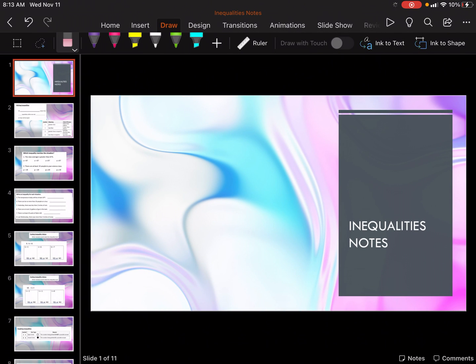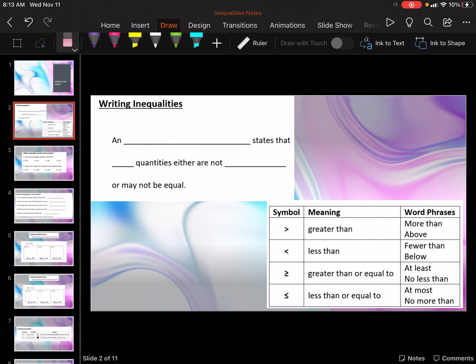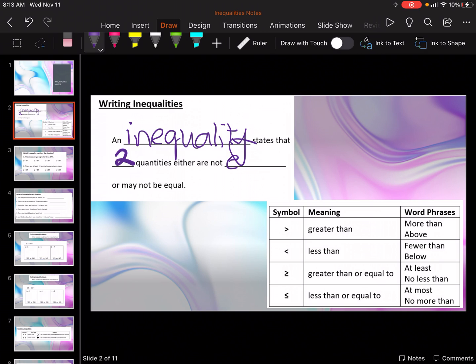Hey guys, in this video we're going to be talking about inequalities. So, an inequality states that two quantities are not equal or may not be equal. So let's review our symbols.